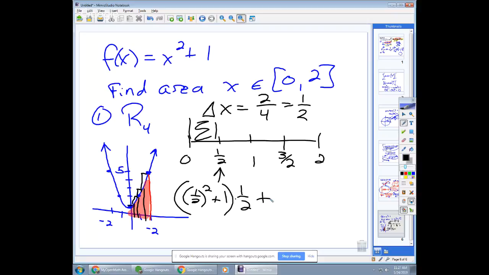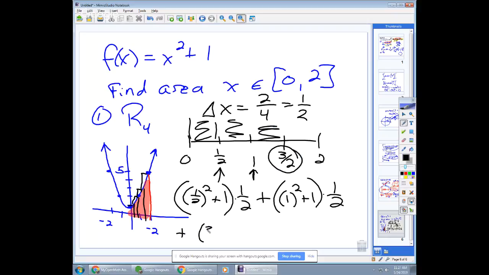Then for the next one I would plug in 1. So I have 1 squared plus 1 times 1/2. That was the second interval, so I got that rectangle. Move on, find the next rectangle, plugging in 3/2. So I'm going to add on to that 3/2 squared plus 1. Right, so this is height times base each time. Base is my delta x.